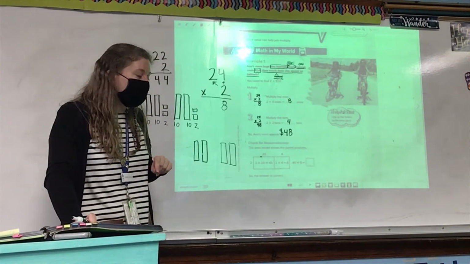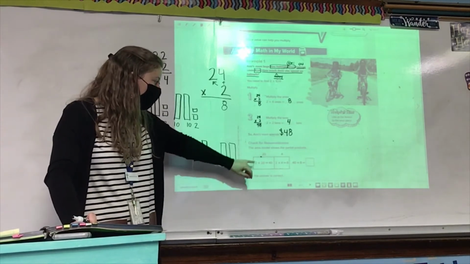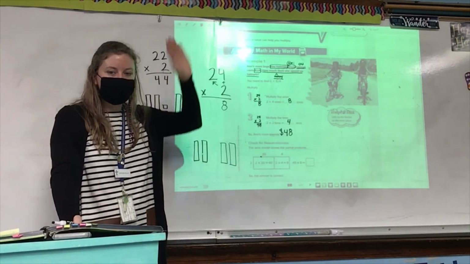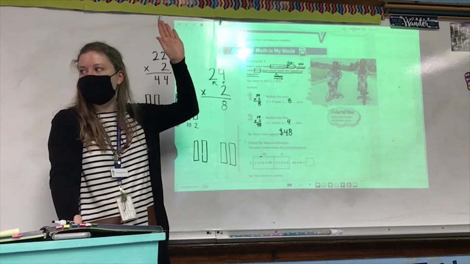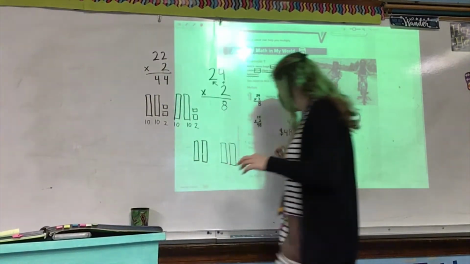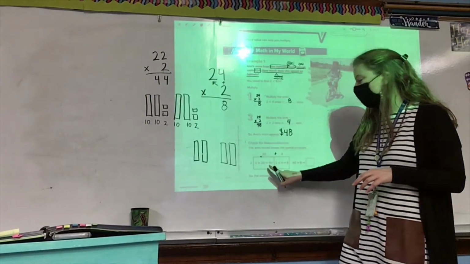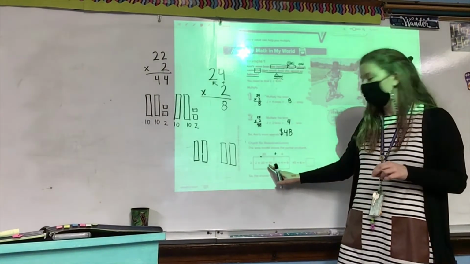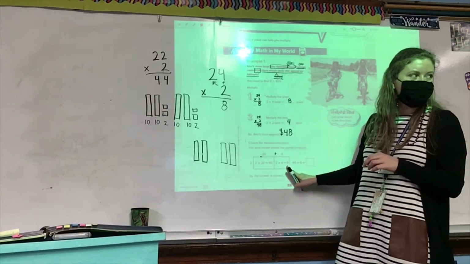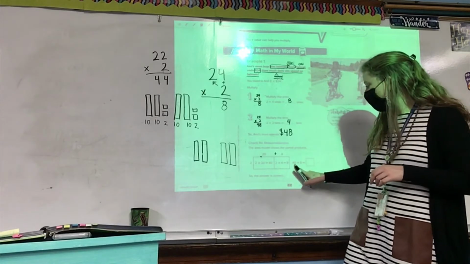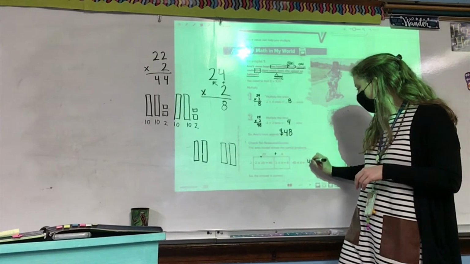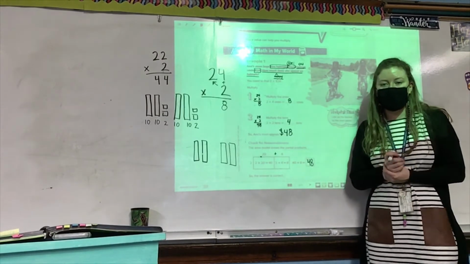If we check with an area model, well, we have our rectangle. 24 looks like what in expanded form, Aaron? 20 plus 4. 2 times 20 is what, class? 40. 2 times 4 is what, class? 8. 40 plus 8 equals what, class? 48. So were we correct?